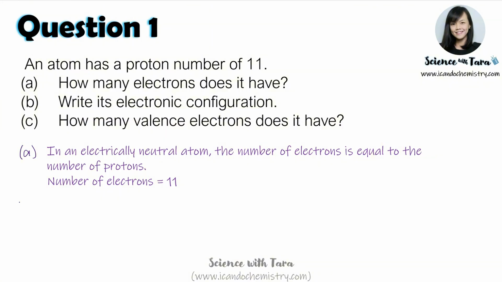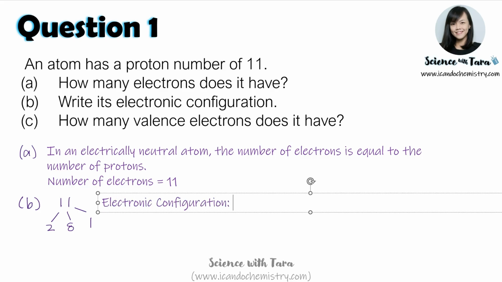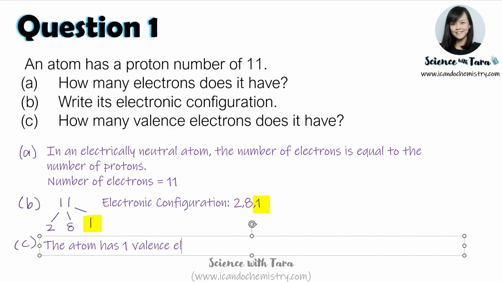For part B, write its electronic configuration. Now, first shell takes in 2, second shell takes in a maximum of 8. Hence, for this atom, the electronic configuration is 2, 8, 1. Now, how many valence electrons does it have? Valence electrons are the electrons in the outermost shell. Hence, there is 1 valence electron.